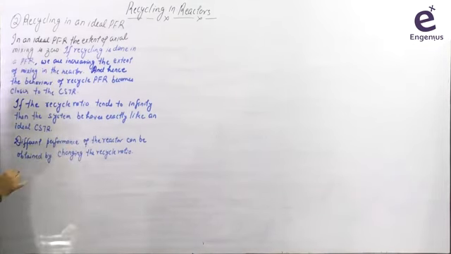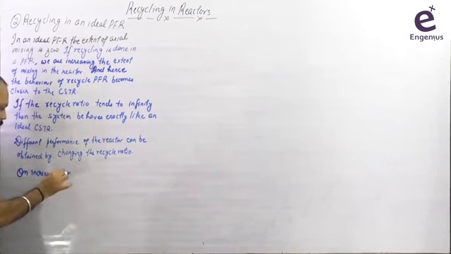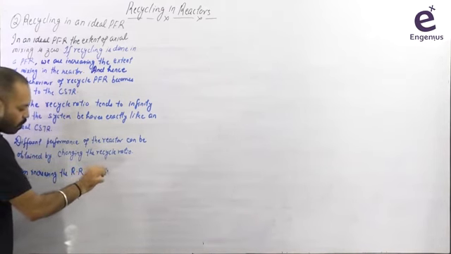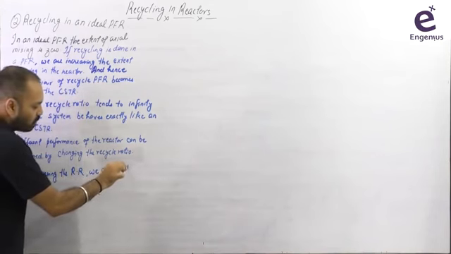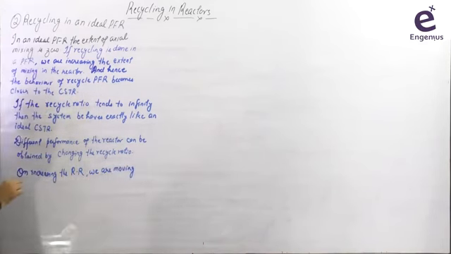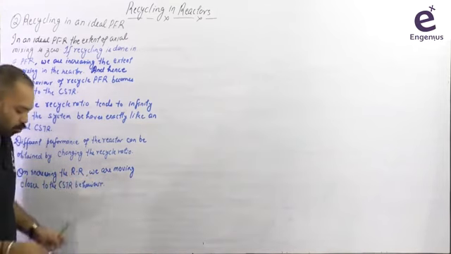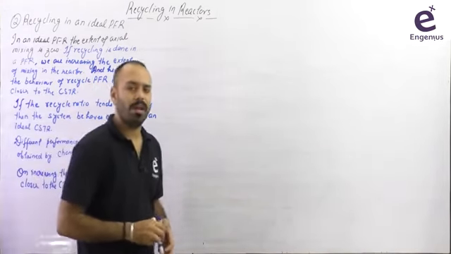Now my question is, if you are increasing the recycle ratio, I'm writing in short, on increasing the recycle ratio, we are moving closer to the CSTR behavior. And do you know what is the behavior of a CSTR? I hope if you are continuously following the lecture, you remember also. What is the behavior of a CSTR?